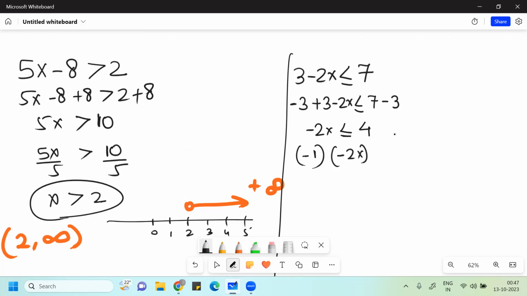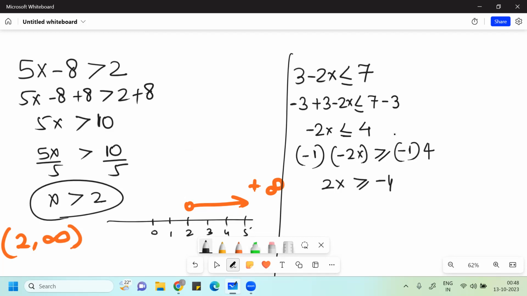What will happen if you multiply or divide with a negative value? Then the inequality sign will change. So this will be -1 times 4. Clear, everyone? I hope this part is clear. So I can write this as 2x is greater than or equal to -4.